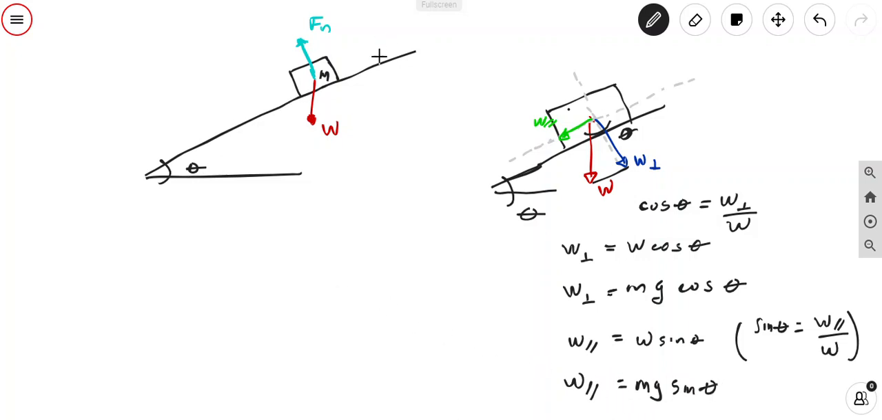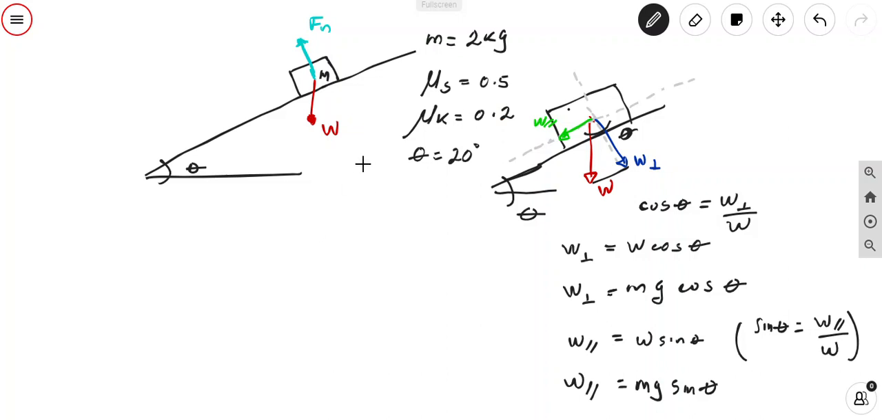So what it means is that if now we have a block here that has a mass of, suppose, 2 kilograms, and we have that the coefficient of static friction between the surfaces is equal to, let me say, 0.5, and let me say that the coefficient of kinetic friction is equal to 0.2, and let me say that the angle theta is equal to 20 degrees.